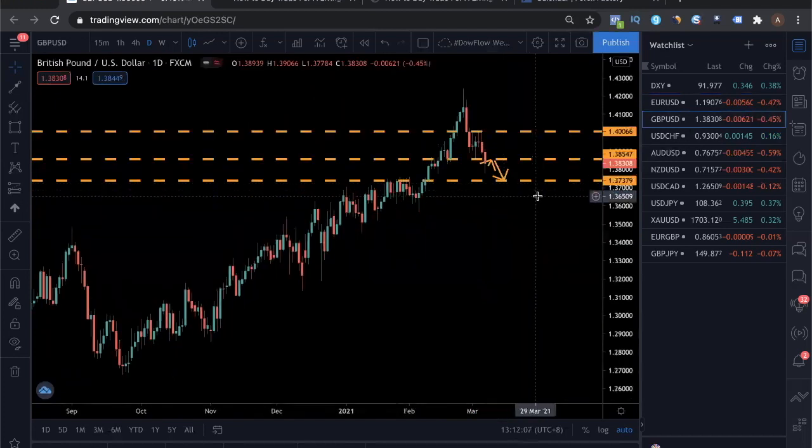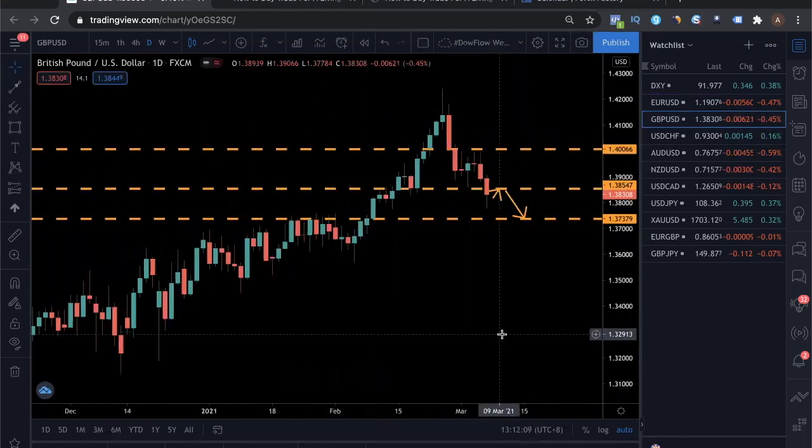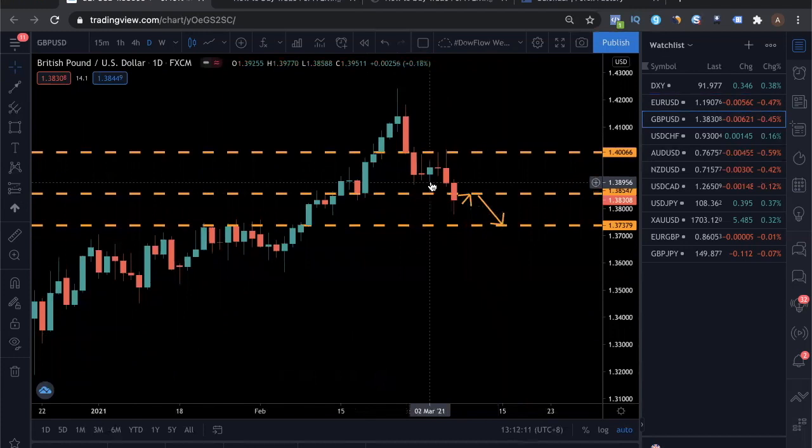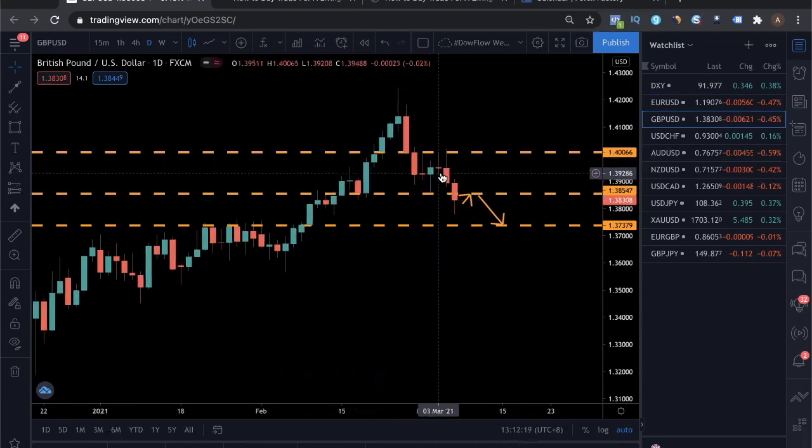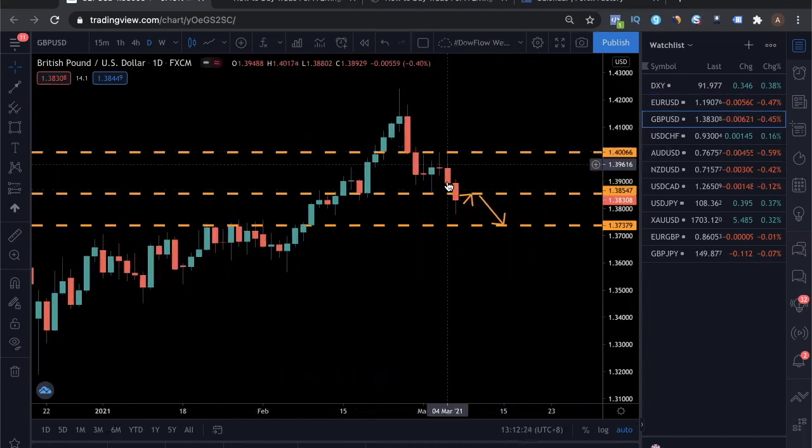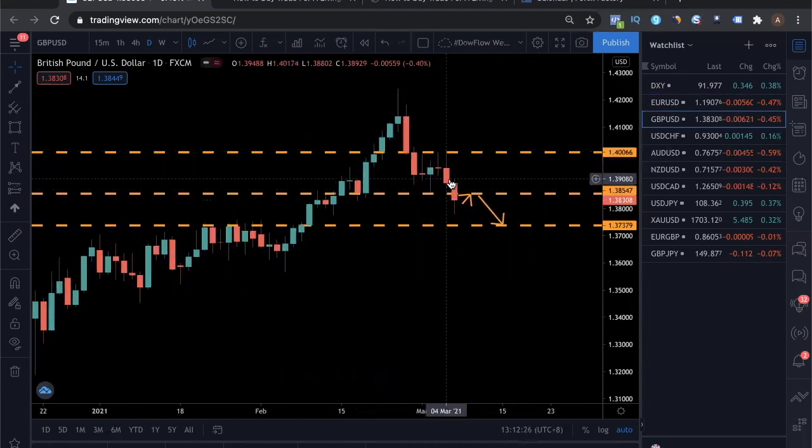Now, let's talk about pound dollar. So pound dollar is pretty interesting because last week we talked about buying on this level over here. So I did not remove this level. And if you have bought over here, then you probably will have lost money, because on the next day, you have this doji here. And then after that, you have this bearish engulfing pattern over here.